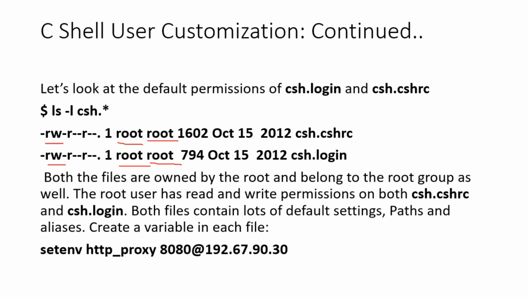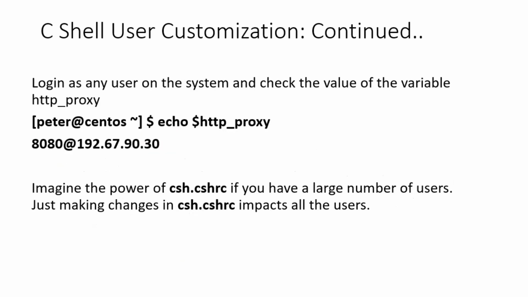Create a variable in each file. setenv http_proxy is the name of the variable, 8080@192.67.90.30 is the value of the http_proxy variable. Log in as any user on the system and check the value of the variable http_proxy. You see this value. Imagine the power of csh.cshrc if you have a large number of users. Just making changes in csh.cshrc impacts all the users. Thank you, and let us go over to the demo.